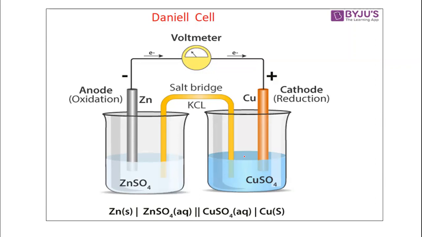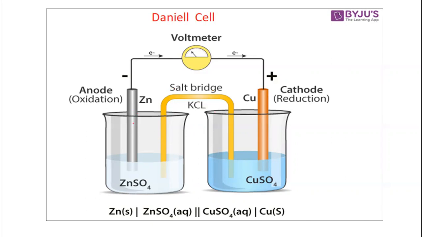These two electrodes are connected by a metallic wire, and a voltmeter is connected there to measure the potential difference between the two electrodes. You can see there is a salt bridge. So what is the function of the salt bridge? The salt bridge connects the two electrolytes and makes the electrical contact between the two electrolytes.